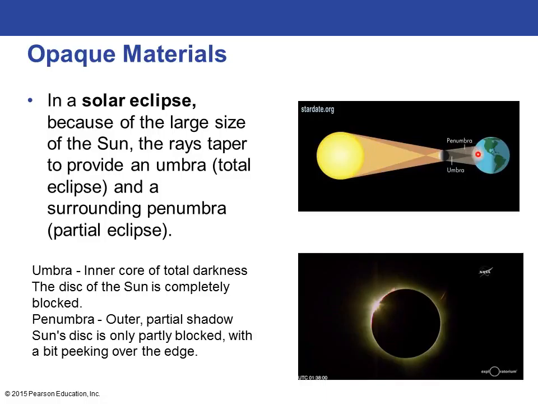The surrounding areas around that, where some of the sun's light rays are blocked but not all of them, are the penumbra region. That's the outer partial shadow where the sun's light rays are only partially blocked. In this picture, we have a view from Earth where the moon is almost completely blocking the light from the sun, so you can just barely see the sun behind it. They call this a ring of fire.